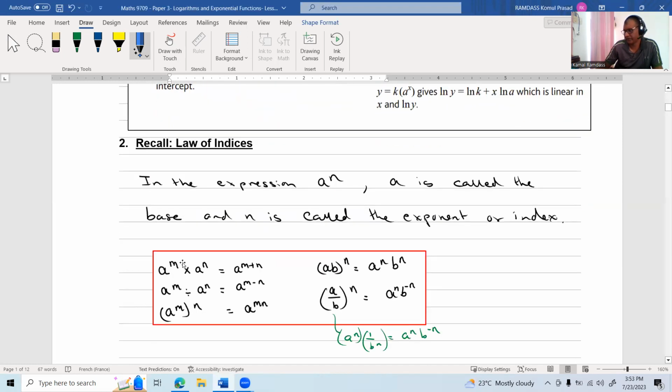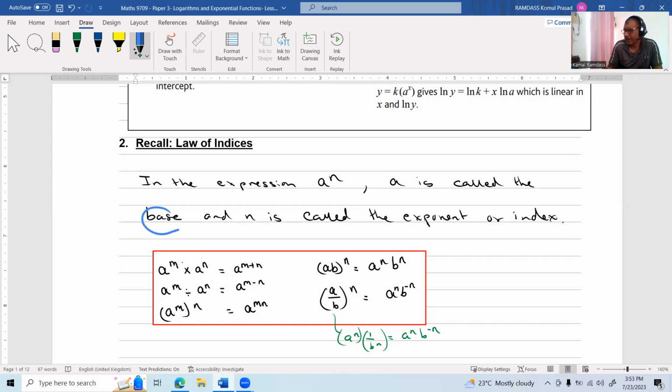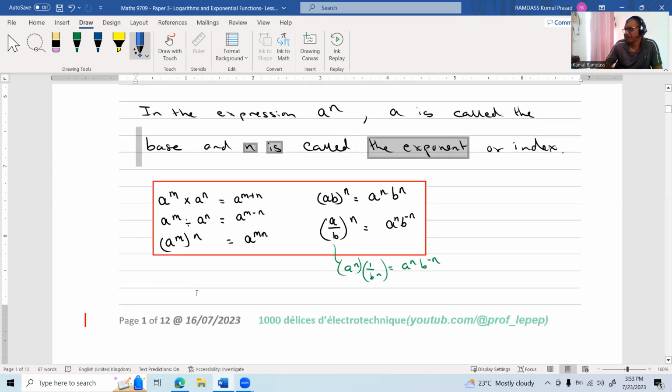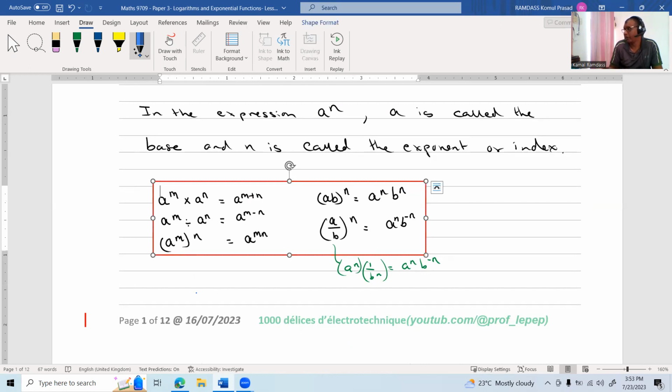Bon. Recall, première affaire, law of indices. Et in the expression A to the power of n, A is called the base, and n is called the exponent or index. Okay? Index, c'est the singular of indices. Many index, ça veut dire indices. Et là, maintenant, the product rule, division rule, ou bien law, power law.